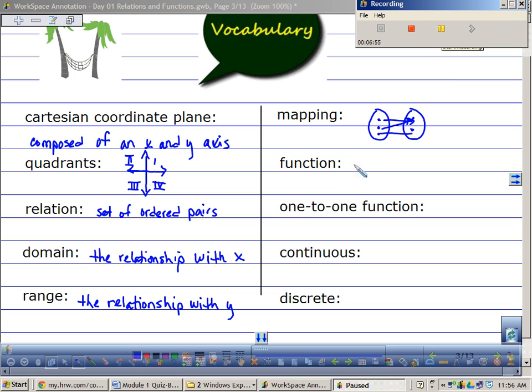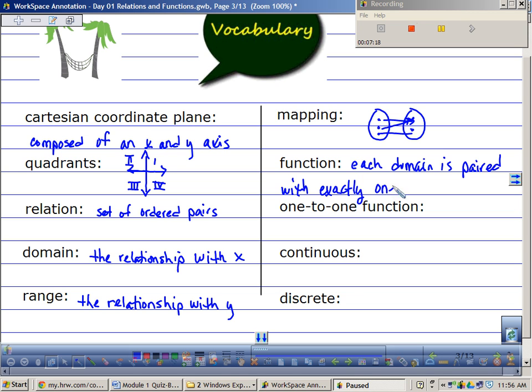Okay, what makes something a function? Each domain or each x value is paired with exactly what? Paired with exactly one y value, or one range.